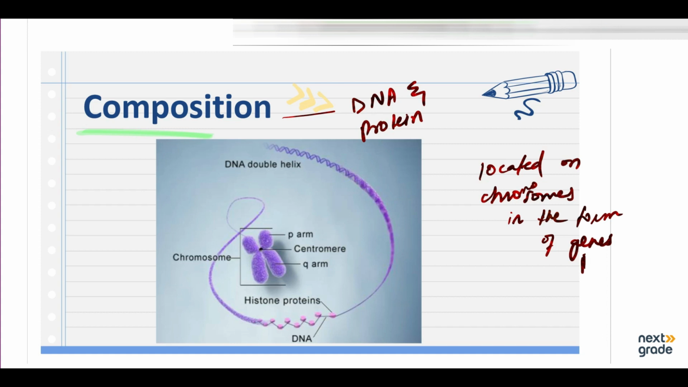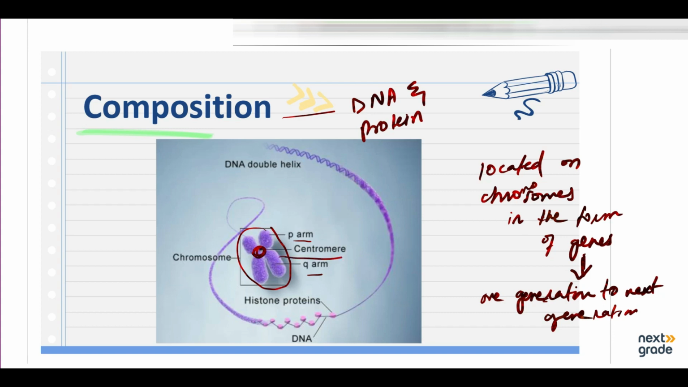And gene is that hereditary material that is being transferred from one generation towards the next generation. If you can see in the diagram that is being shown on the screen here, this is the chromosome, right? This is its smaller arm, this is its longer arm, and in the center is the centromere.